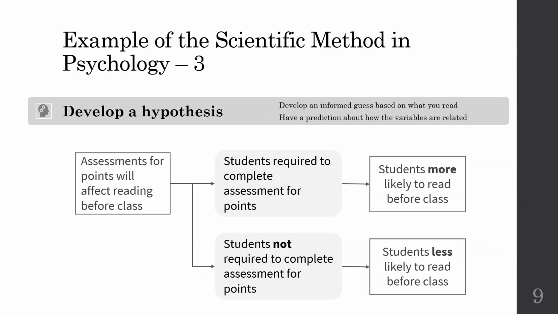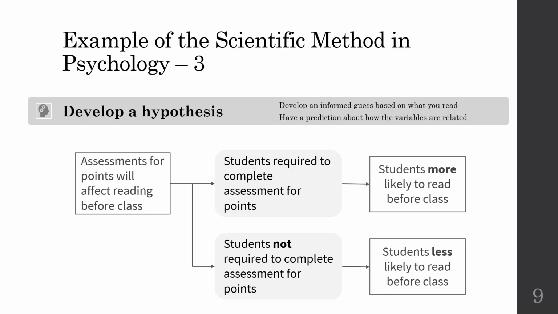So the next step is to develop some hypothesis. Well, maybe our hypothesis is that if we have some type of assessment that students will have to perform, they're going to be more likely to prepare before they come in to class. And so we might create two different groups or two different situations within our study where students might be required to complete some assessments for points, for a grade, and then some students who are not required to complete assessments for points. And we expect that those who are required to complete them for points are going to be more likely to prepare for class versus those that don't.